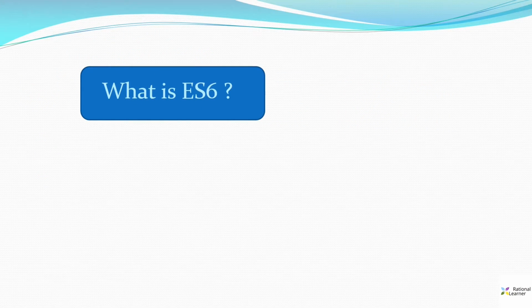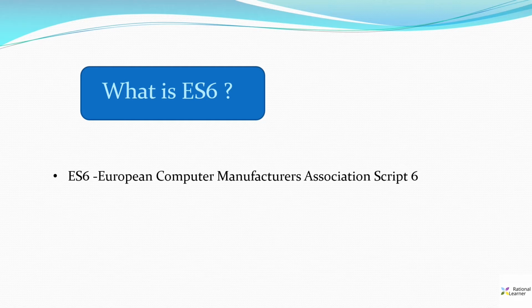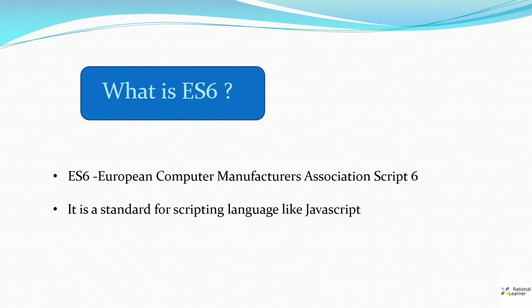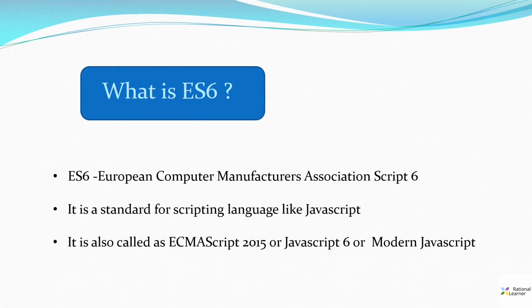What is ES6? ES6 is ECMAScript version 6. ECMA stands for European Computer Manufacturers Association. It is a standard for scripting languages like JavaScript. ECMAScript provides rules and guidelines that a language should have. It is also called ECMAScript 2015 because it was released in the year 2015, or JavaScript 6, or modern JavaScript because ES6 features are recently used in web development.